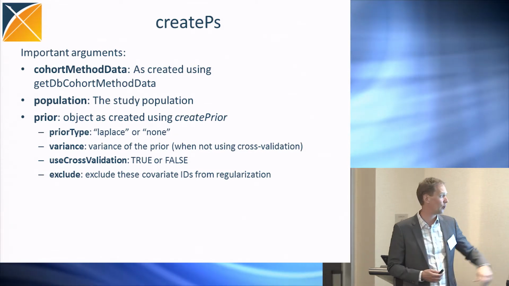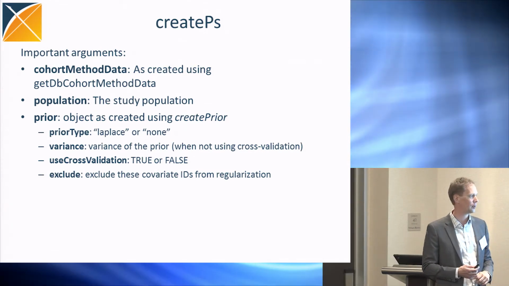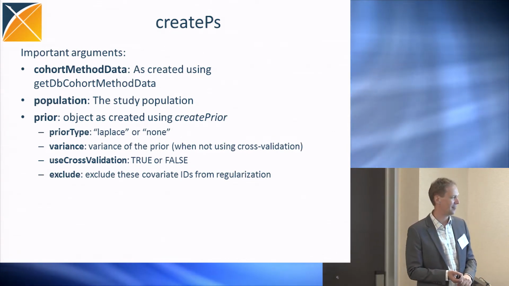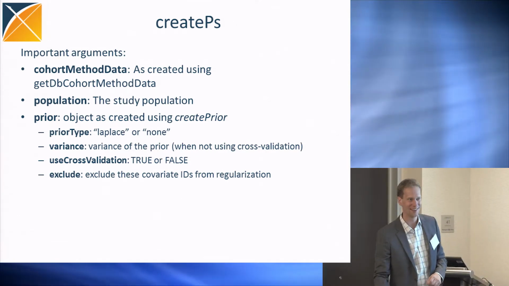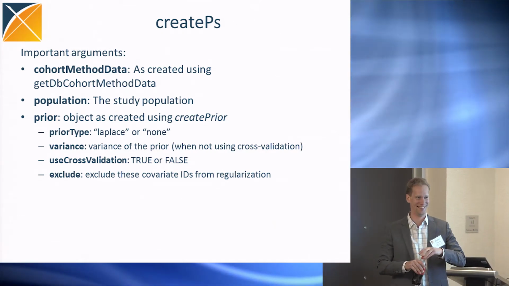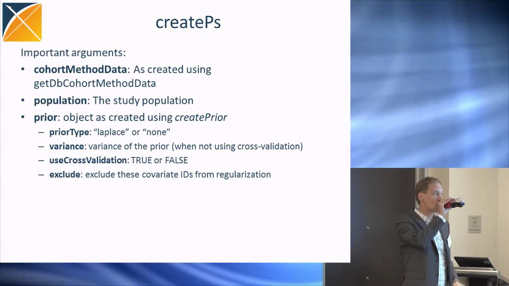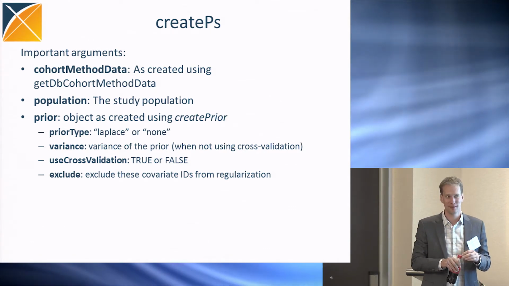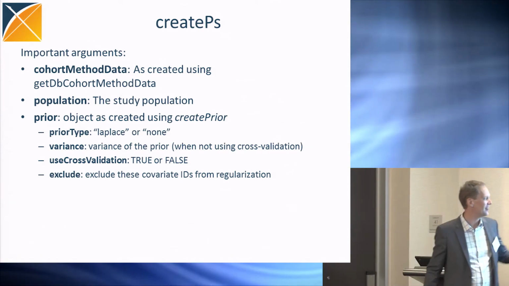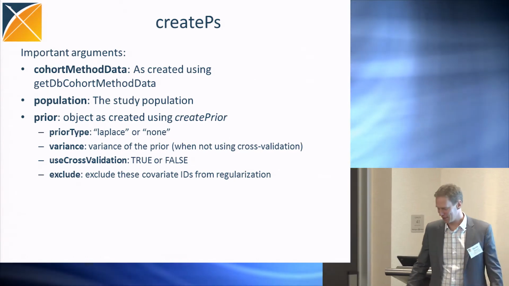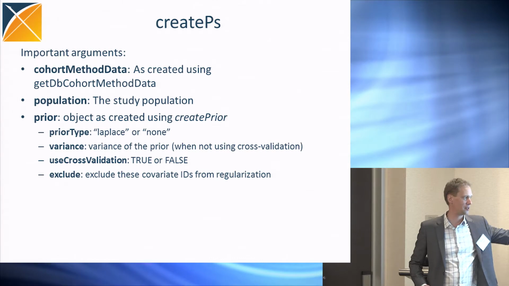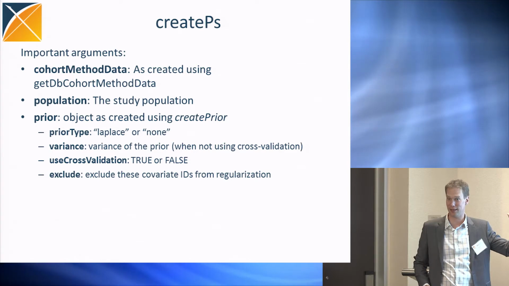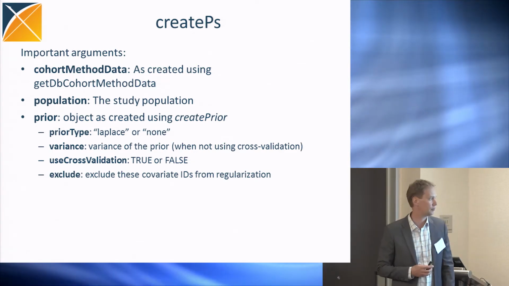If you're feeling clairvoyant, you could specify the variance that you want to use for the regression. In the initial OMOP experiment, we thought we were clairvoyant. Turned out we were off by over an order of magnitude. Or if not, you can specify to use cross-validation, yes or no. And you can specify covariates to exclude from regularization. By default, the one that is excluded is the intercept, for hopefully obvious reasons.